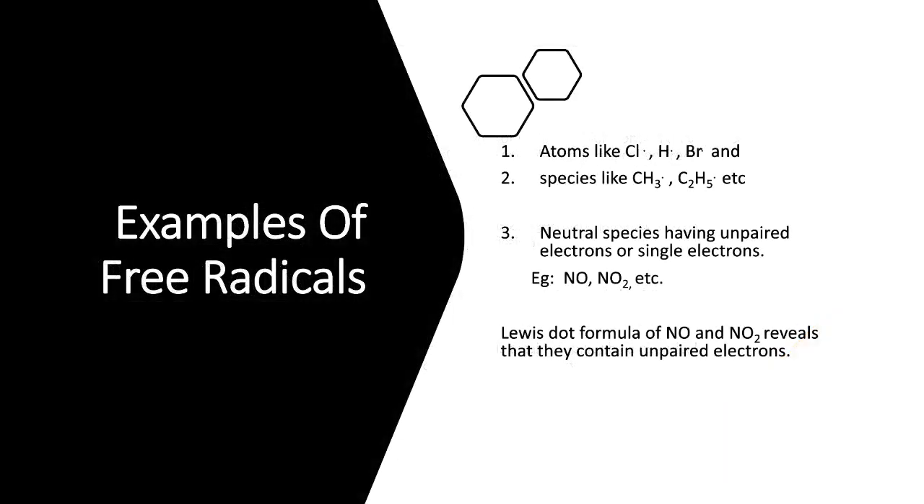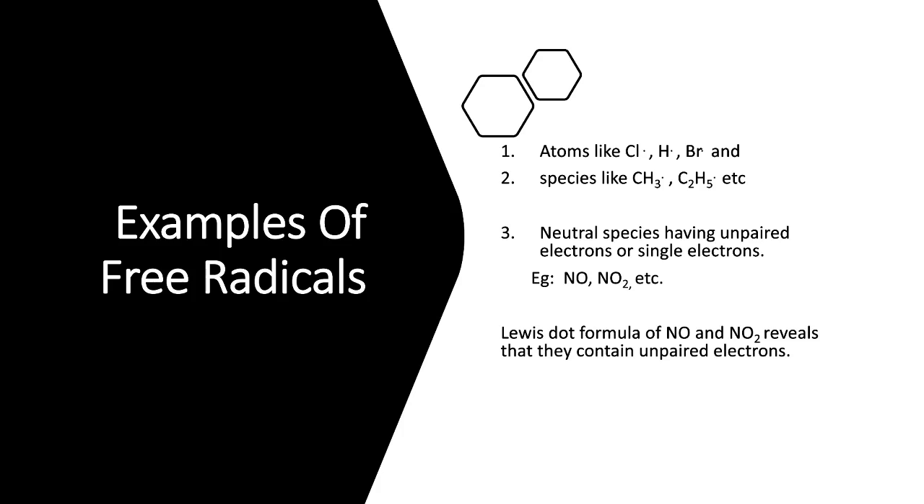Now let's discuss the different examples which we come across for free radicals. The first one is atoms like chlorine, hydrogen, bromine, etc. If a chlorine atom contains one electron, that is an odd electron or unpaired electron, then it is known as chlorine free radical. Similarly, hydrogen free radical, and this is bromine free radical. Bromine with an odd electron, hydrogen with an odd electron, or chlorine with an odd electron, these are known as free radicals. That is, atoms with unpaired electron.